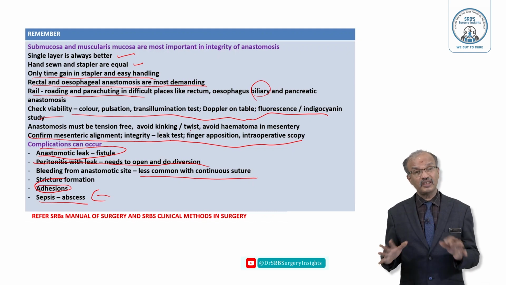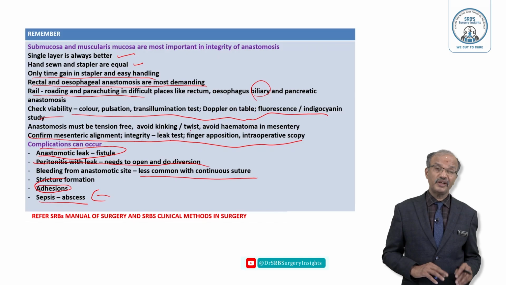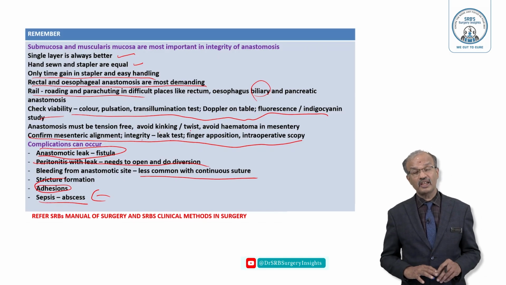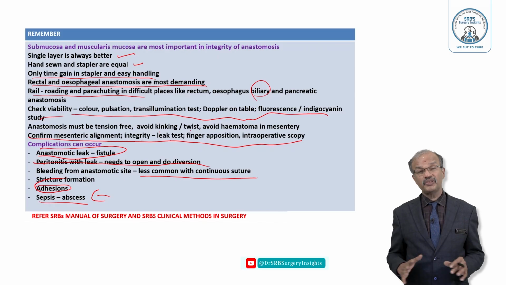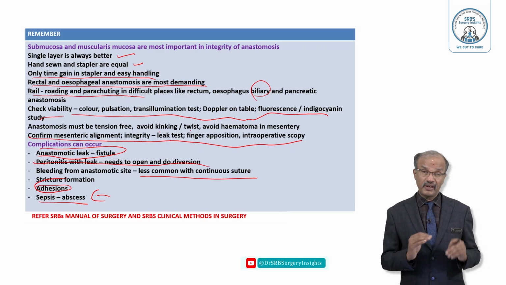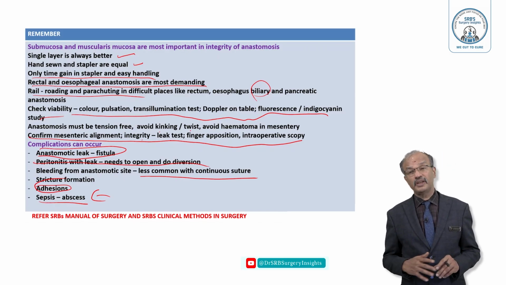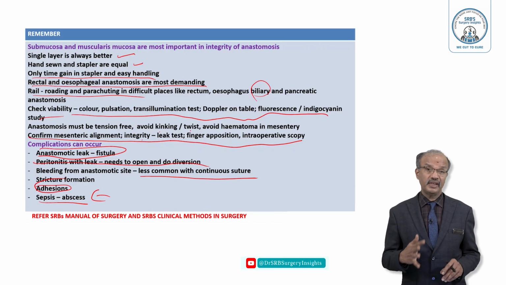In spite of all these things, complications tend to occur; leaks are known to occur in as many as 5 to 10%. And as a surgeon, as a GI surgeon, you have to accept such things as a known complication and manage accordingly, depending on the individual patient and situation.